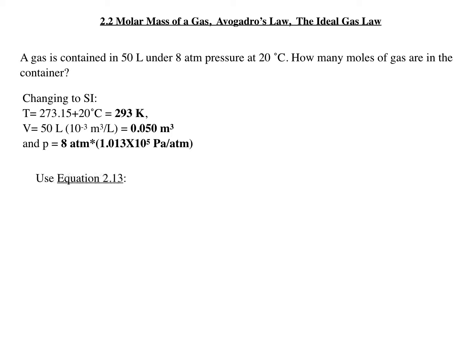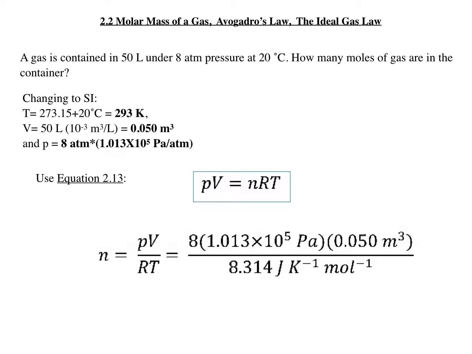Now let's apply equation 2.13 to this problem. PV equals nRT. And so now n will be equal to, which is what is asked, the number of moles, equals PV over RT. And so that is 8 times 1.013 times 10 to the 5 pascals, 0.050 cubic meters in the numerator, and then R value and temperature.